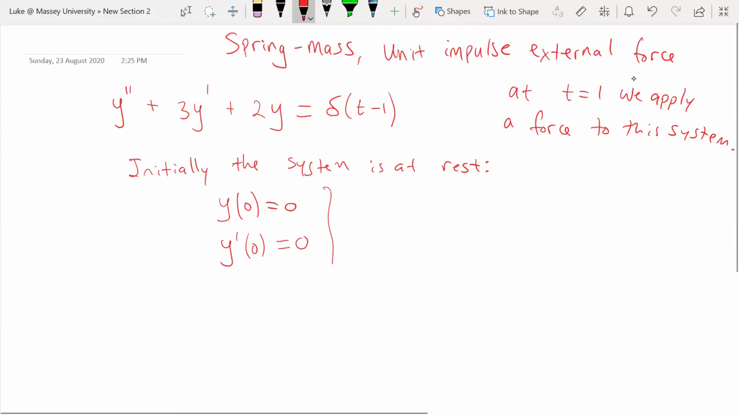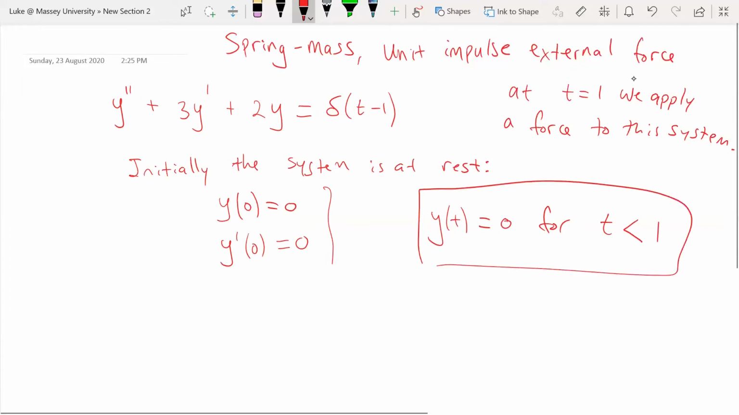So if I want to solve the dynamics of this system, the first thing I can say is y of t equals 0 for t less than 1. How can I say that? Well, initially the system is not moving, and I do not apply any external force until time t equals 1. So I know, without doing anything, that the solution between t equals 0 and t equals 1 is y of t equals 0. But that's not a very interesting solution, so let's solve this ODE now using the Laplace transform method.